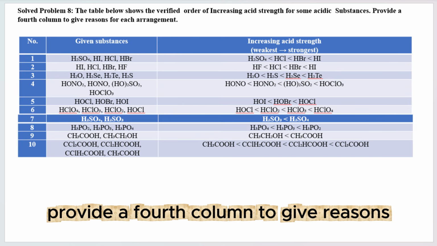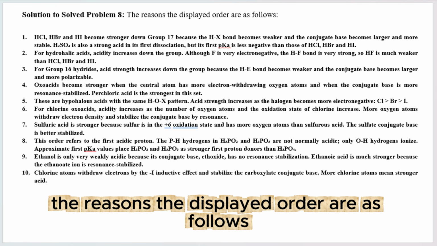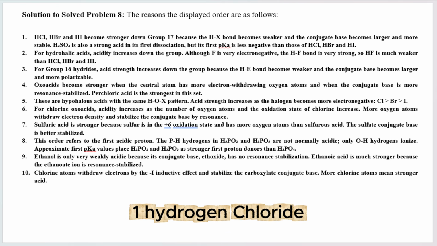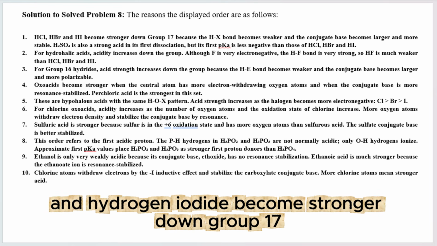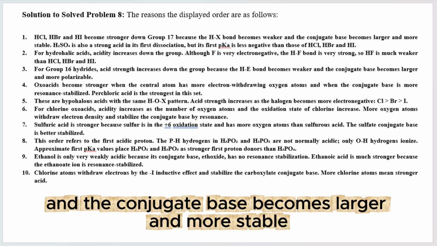Provide a fourth column to give reasons for each arrangement. Solution to solved problem 8. The reasons for the displayed order are as follows. 1. Hydrogen chloride, hydrogen bromide, and hydrogen iodide become stronger down group 17 because the hydrogen-halogen bond becomes weaker and the conjugate base becomes larger and more stable.